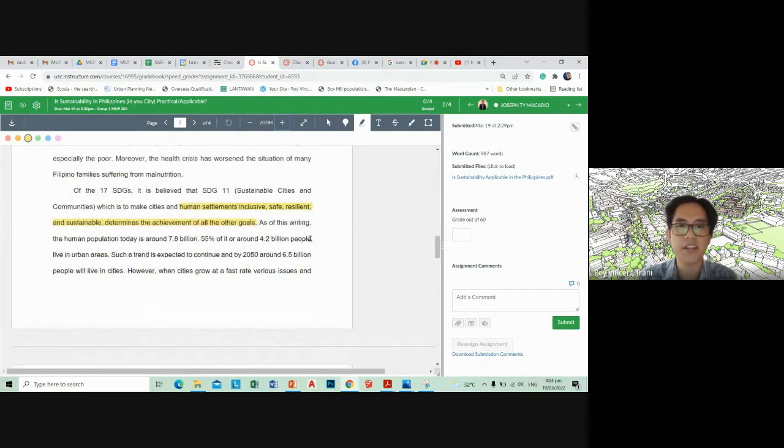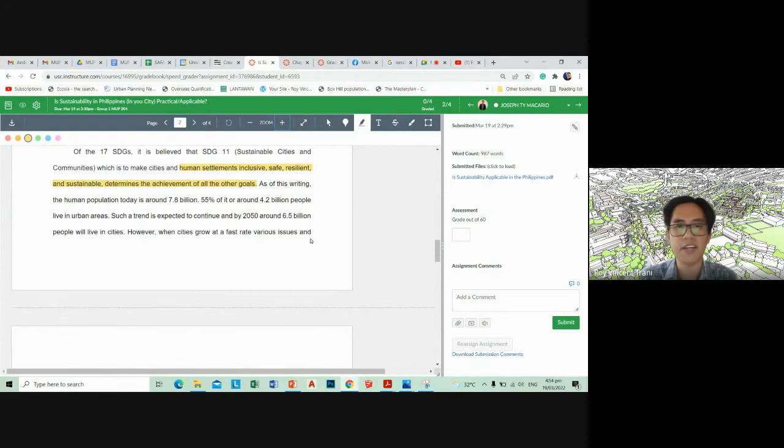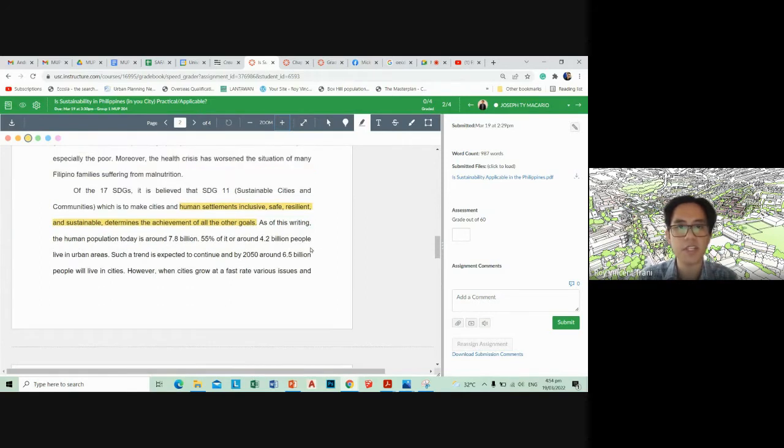And then finally over here, for the architects, human settlements should be inclusive, safe, and resilient, also sustainable. And this is SDG 11, sustainable cities and communities. If this is successful, this would determine the achievement of all other goals.